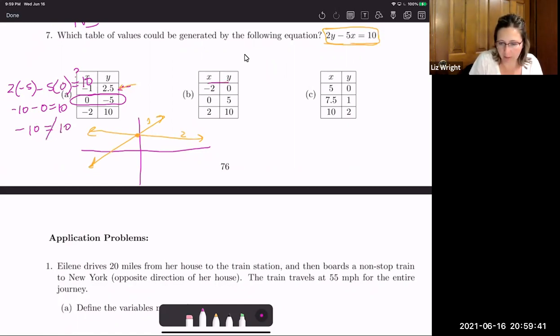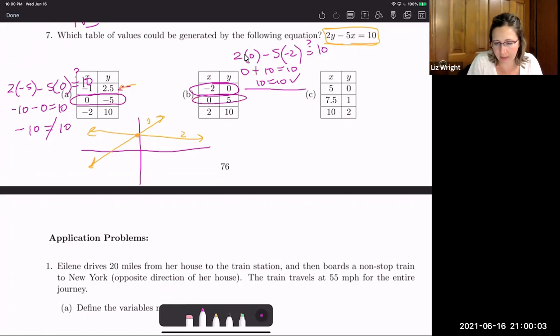So let me check this one. I'm going to do 2 times 0 minus 5 times -2. Does that equal positive 10? So I get 0, and then a negative times a negative is a positive. And I get 10 equals 10. All right, so there's one that works. I need to check another point. I'm going to go ahead and do this 0, 5. So I'm going to do 2 times 5 minus 5 times 0. Does that equal 10? Well, this is 10 minus 0 equals 10. And guess what? It works. So 10 equals 10. So this table works.